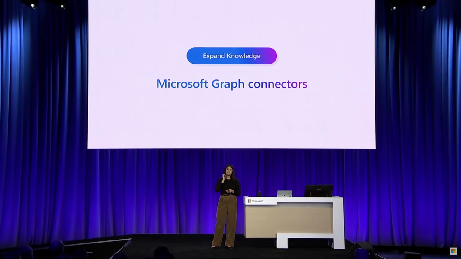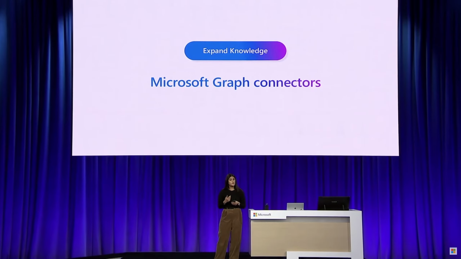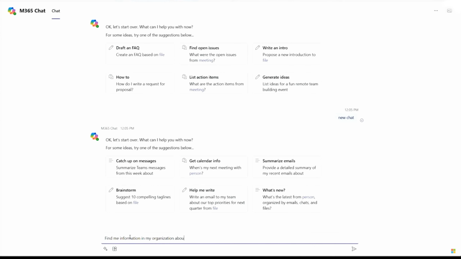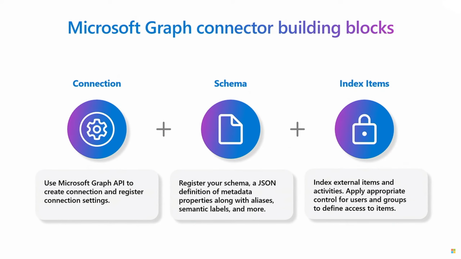Now let's dive into expanding what Copilot knows by actually ingesting your enterprise data with Microsoft Graph connectors. This connection that we just built is going to get published, and when I prompt Copilot, as I'm doing here, it's going to show me content about lung conditions. And these are the building blocks. It's an external connection to your data sources that you want to bring in, a schema for that external content, and finally, someone to manage the indexed items that are being ingested into M365.